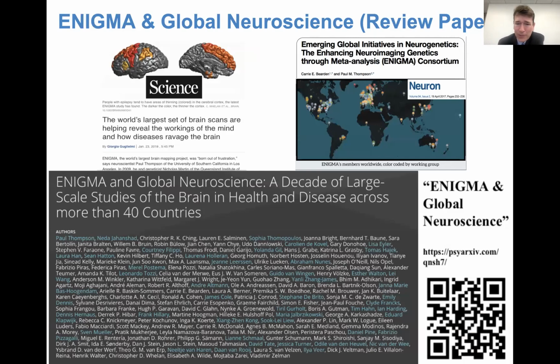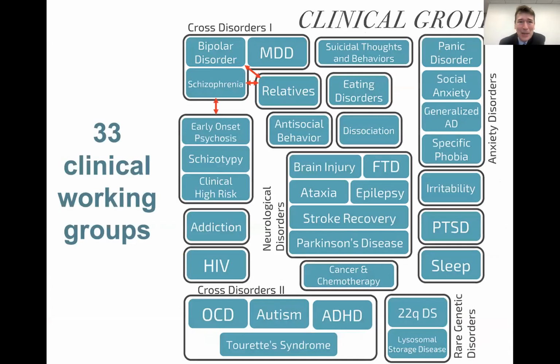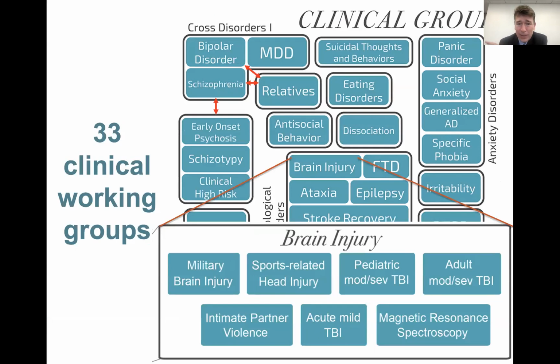So there's been a couple of reviews of ENIGMA. You're welcome to have a quick look through these. The work is organized by working groups. There are over 30 clinical working groups, each of them studying a different disorder with the same techniques. You'll see a number of groups focusing on neurological and psychiatric disorders or neurodevelopmental disorders. Even within these conditions, there are many subtypes. So brain injury, ENIGMA's group on that has a military component, a sports-related component, concussion and brain injury that can arise in different contexts with different causes and consequences.